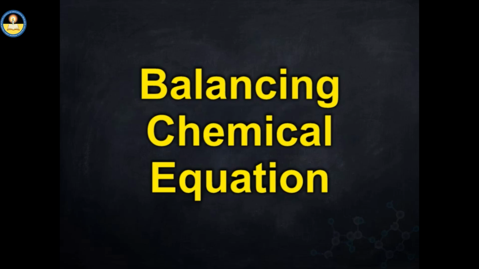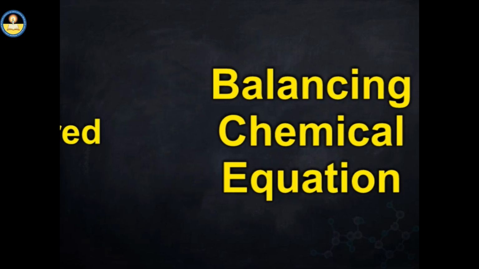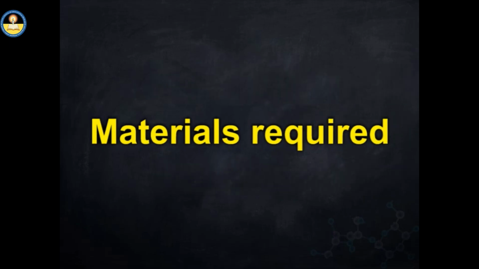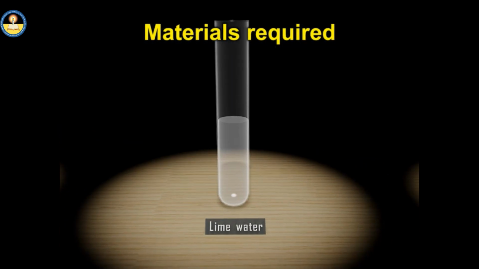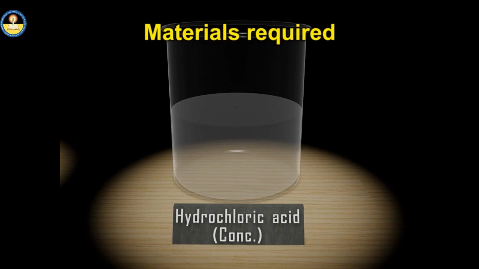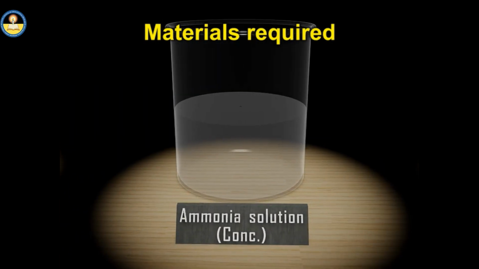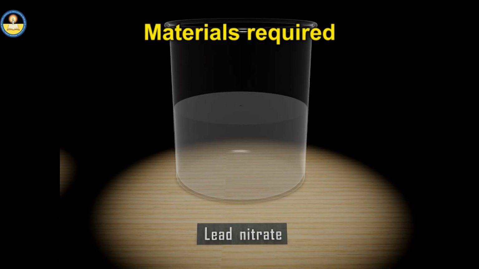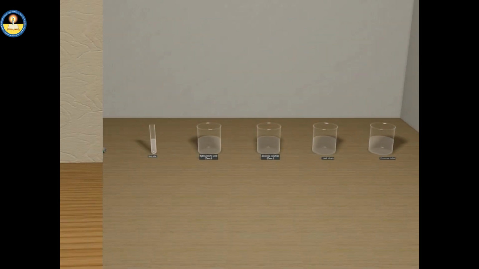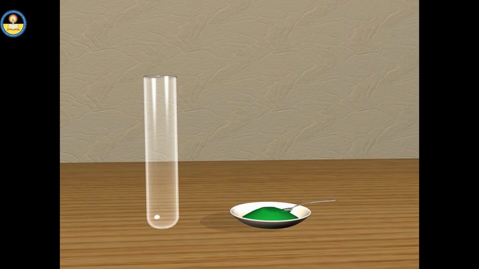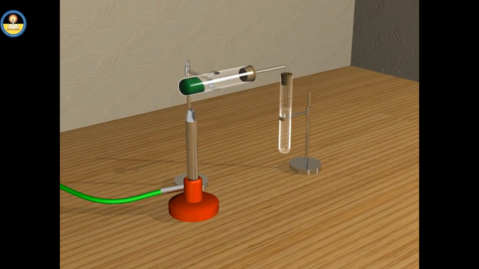Let us perform an activity to understand the process in a better way. Materials required for the experiment are copper carbonate powder, lime water, concentrated hydrochloric acid, concentrated ammonia solution, lead nitrate solution, and potassium iodide solution. Half a spatula of copper carbonate powder is placed into a test tube. The apparatus is set up as shown in the animation.